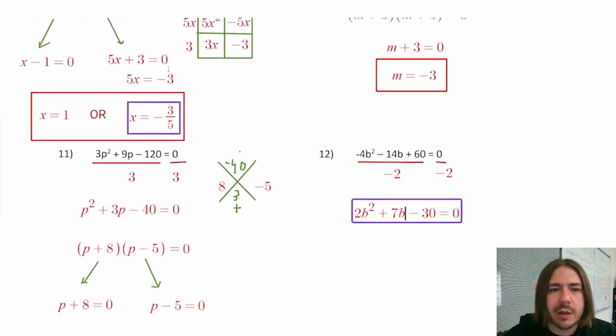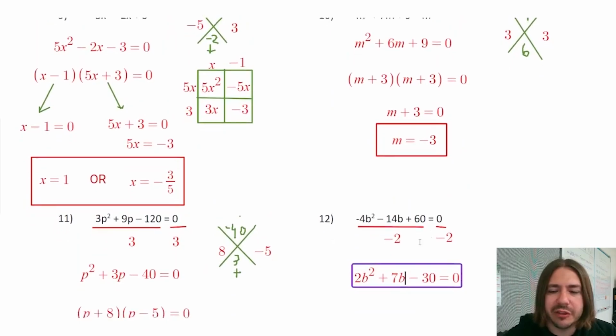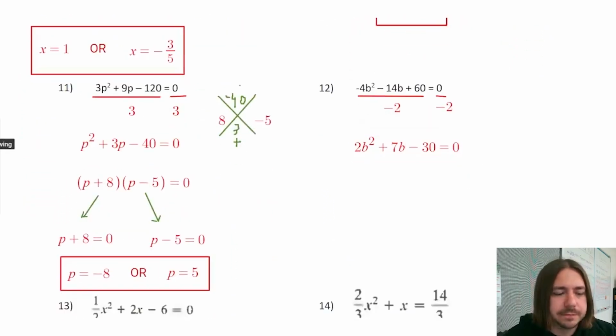All right, I've only had one opportunity to show you this Xbox method, so let's do that again. First, we need two numbers that multiply to give me negative 60. That's the a times c, 2 times negative 30. So two numbers that multiply to give me negative 60 and add up to give me 7. Ugh.